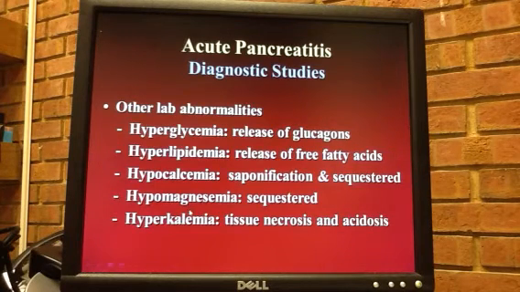Hypomagnesemia. We know that hypomagnesemia is not an uncommon finding in people who drink alcohol, both because of potential nutritional deficits and also because of the way that the kidneys manage magnesium. But in acute pancreatitis, there's also sequestering that goes on. The magnesium is drawn into specific tissues. Hyperkalemia can occur because of tissue necrosis and metabolic acidosis. Remember that when there's a metabolic acidosis, potassium moves from inside the cell out into the serum.